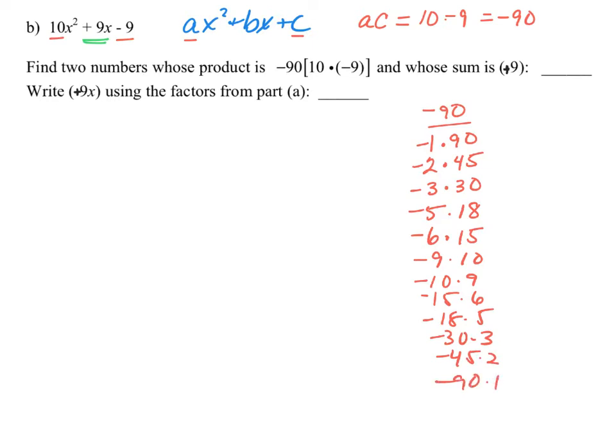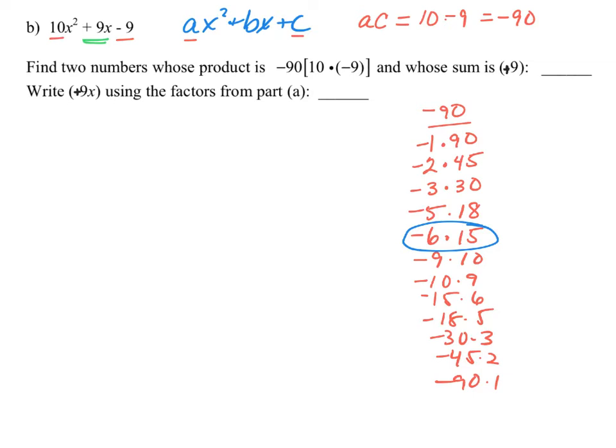Now, it's not necessary to list out all of these, because you want to find just the one pair that will add up to positive 9. And we can see that this pair of factors, negative 6 and 15, are two numbers whose product is negative 90 and whose sum is a positive 9.